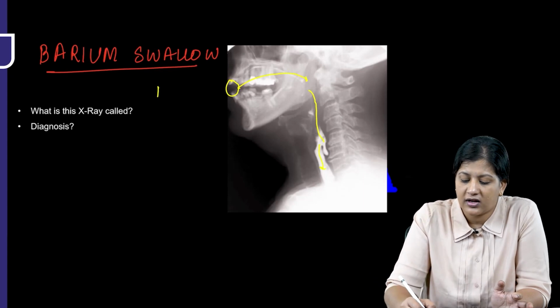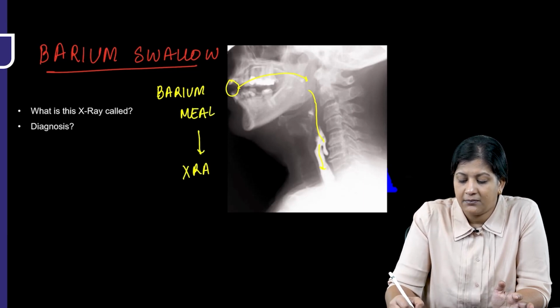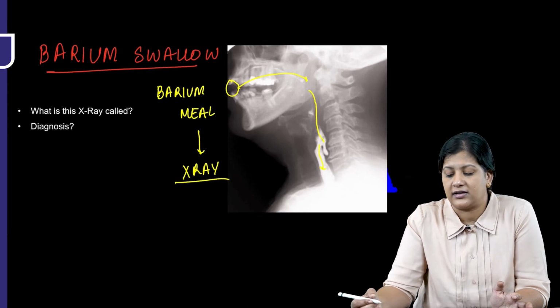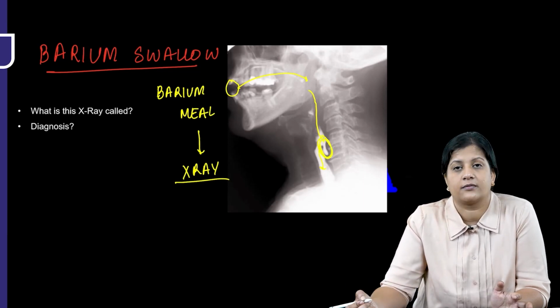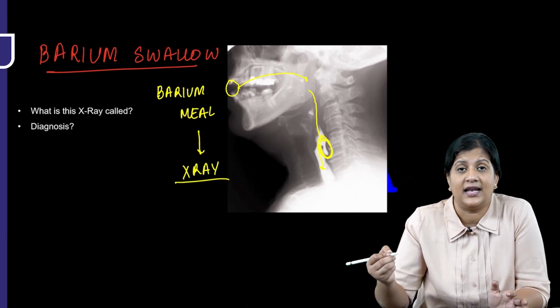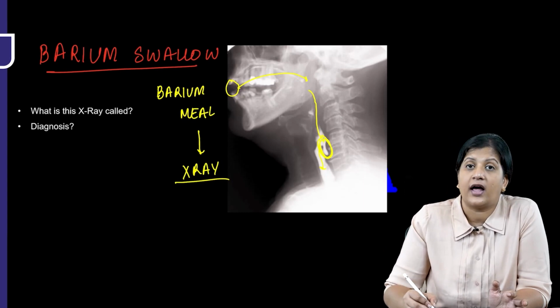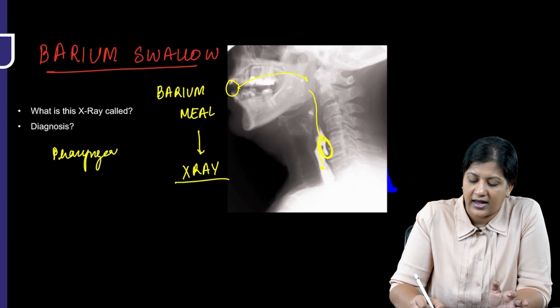Now once you give a barium meal and then do an X-ray, you will be able to identify the sac. So barium meal is given and then you do an X-ray and you will be able to identify this sac. So this X-ray that we do is called as a barium meal X-ray, and this is how you diagnose the pharyngeal pouch. So pharyngeal pouch is diagnosed on a barium meal.